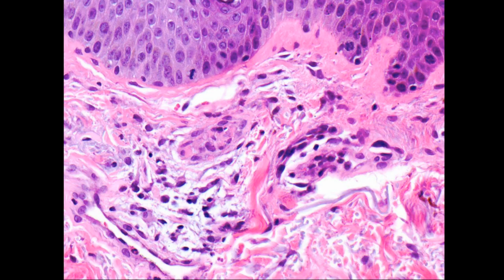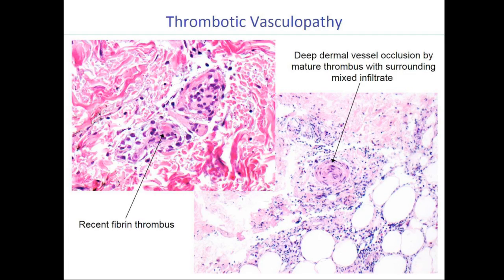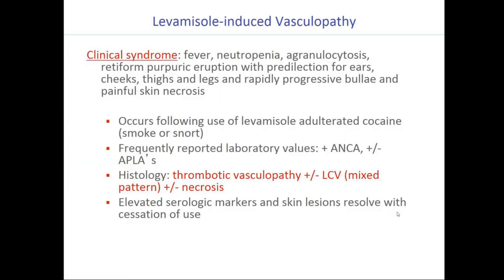Here's her skin biopsy here. And what you'll notice at this power is that there's been a recent fibrin thrombus involving this vessel. But in deeper dermal vessels, there appears to be more vessel occlusion with a surrounding mixed inflammatory infiltrate. This mixed picture of an acute on chronic process is a hint for the recently emerged diagnosis of levamisole-induced vasculopathy.